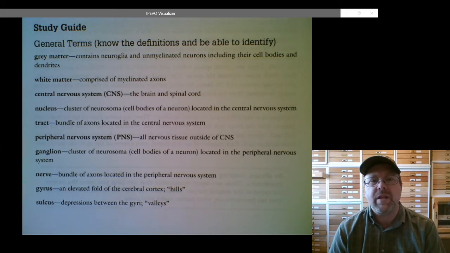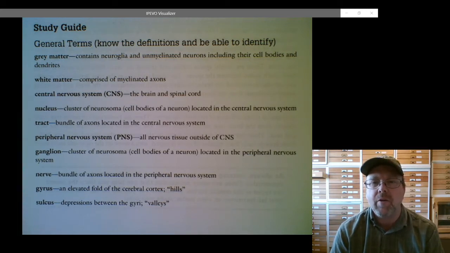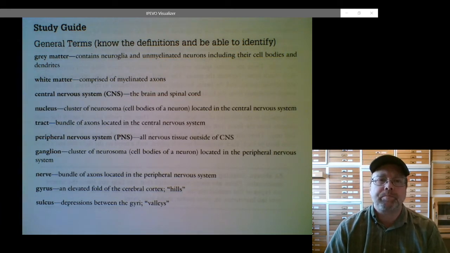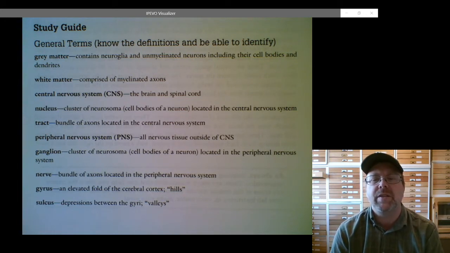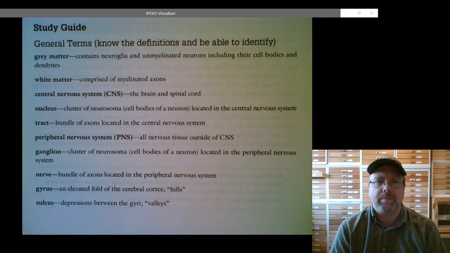Then it goes into the difference between a nucleus and a tract. It says a nucleus is a cluster of neuron cell bodies located in our central nervous system. And a tract are bundles of axons that move information from one place to another. So the nucleus is going to be clusters of neurons within the brain and spinal cord that can be processing centers. The tracts are myelinated white matter that move information from one place to another.